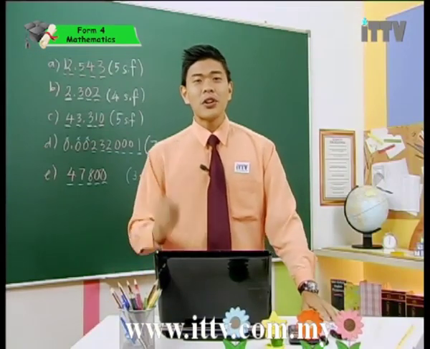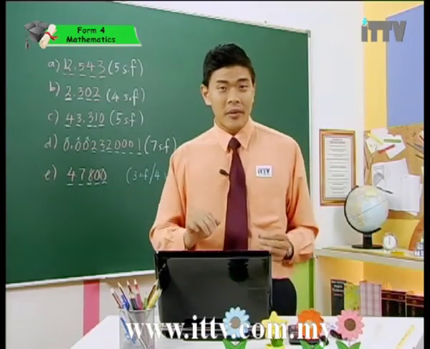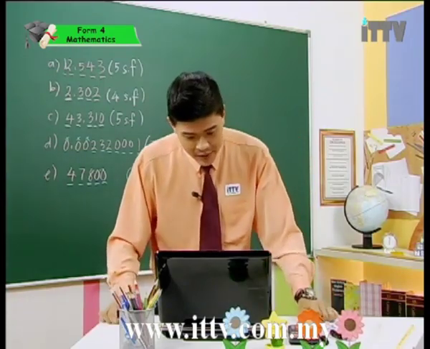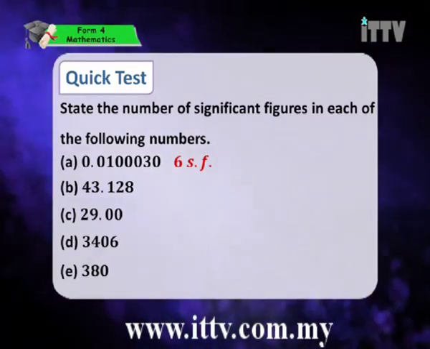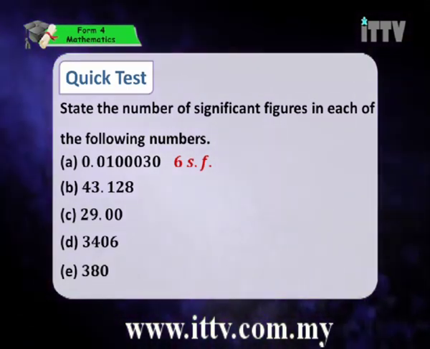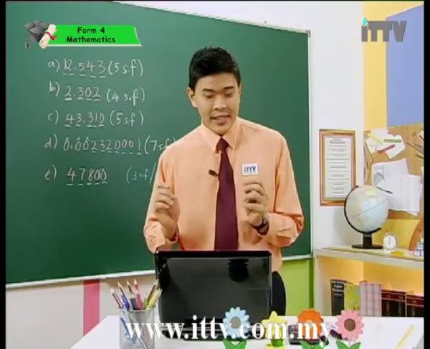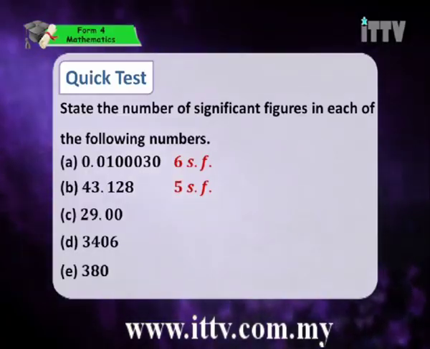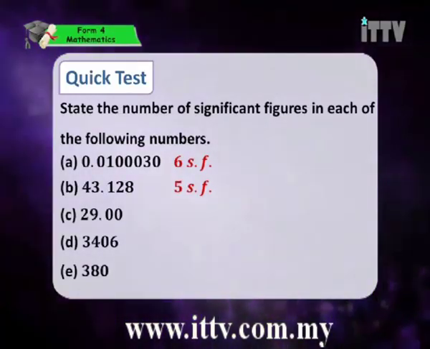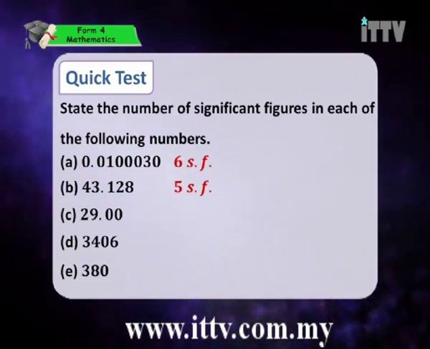Alright students, I'm sure you have your answers with you. How many significant figures are there in these 5 numbers? Let's start with A. It has 6 significant figures. Remember, the leading zeros in the front are not significant, the in-between zeros are, and the trailing zero is. 6 significant figures. What about B? 5 significant figures. This is rule 1.